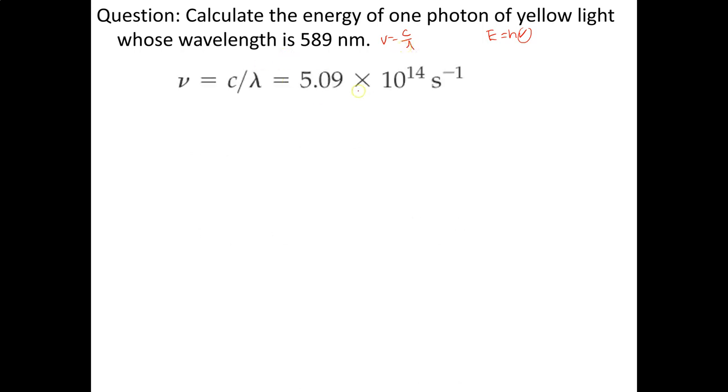So we do c over this, which is basically 3.0 times 10 to the 8 meters per second. We're going to change this into meters, right? So that's just 589, just put the 10 to negative 9 at the end of it. Put the m, and you've already converted. You could do a T-chart to show this, but you don't really have to. So 589 times 10 to negative 9 meters. You get 5.09 times 10 to the 14.